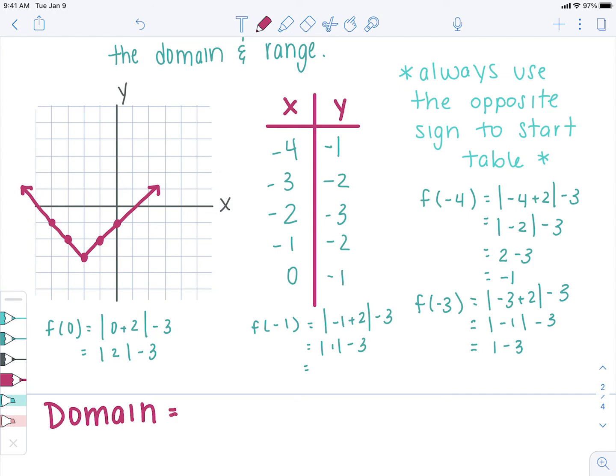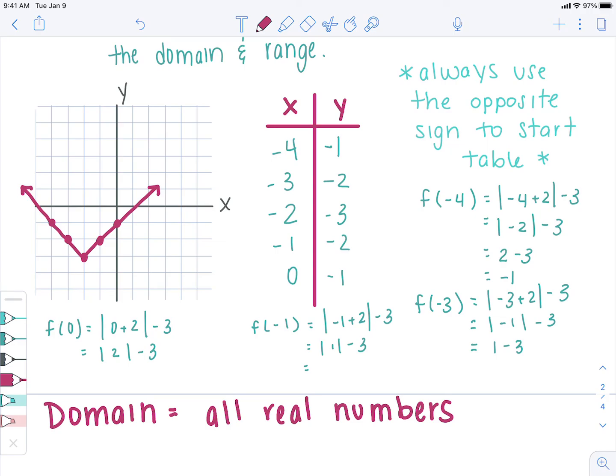Because my graph is getting wider like this, your absolute value graphs will always have a domain of all real numbers. So this is actually a nice question for them to ask, because no matter what your absolute value equation is, if they ask you for the domain on absolute value graphs, it's always going to be all real numbers. We can plug in all x values. We can use any x value in absolute value.